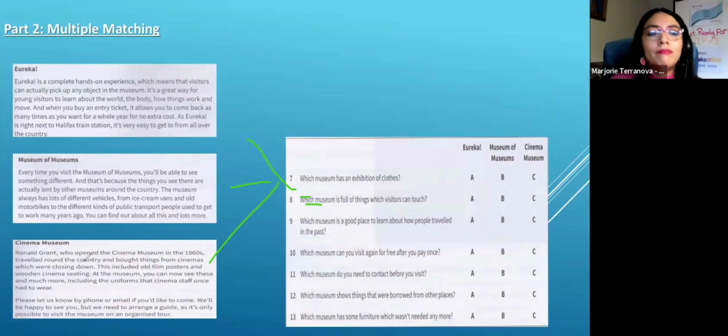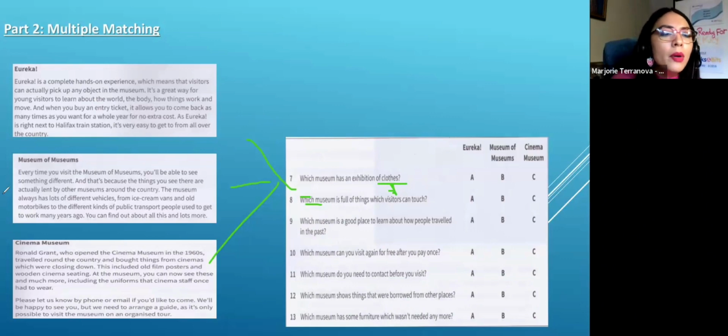However, I have done these exercises before, and I can tell you that it's so much better when you first take a look at the questions. Why? Because when you look at the questions, you are also going to highlight or underline the most important words. That way, when you skim your article, you will see, okay, in number 7, for example, we have an exhibition of clothes. So this is my important word. This is what I'm going to try to find very quickly in any of these texts.